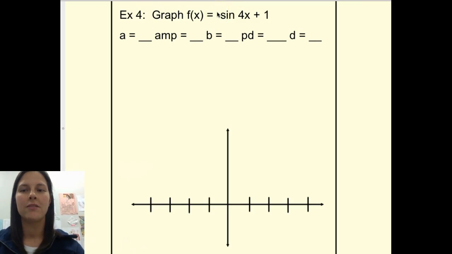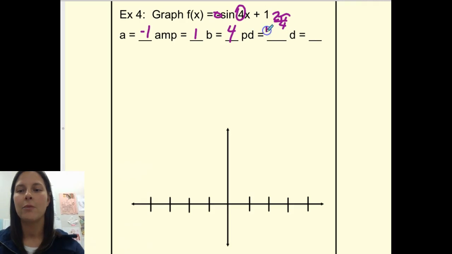We have another sine function. Our a value is -1, which means our amplitude is still 1, but we have a vertical reflection, so we're going to have to be careful. That changes how we'll graph our function. Our b is what we're multiplying by the x, which is 4. So to get the period of our new function, we take 2 pi, the period of sine, divided by 4. Simplifying that, we get a period of pi over 2.